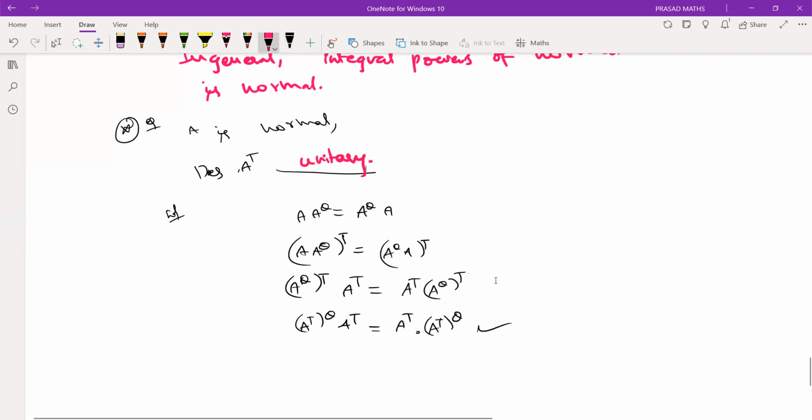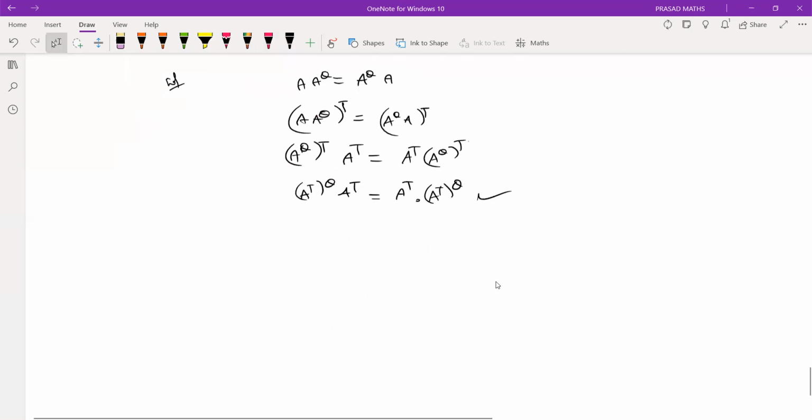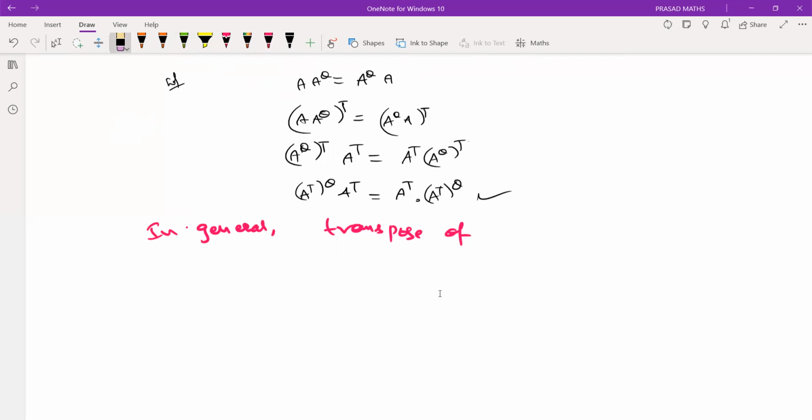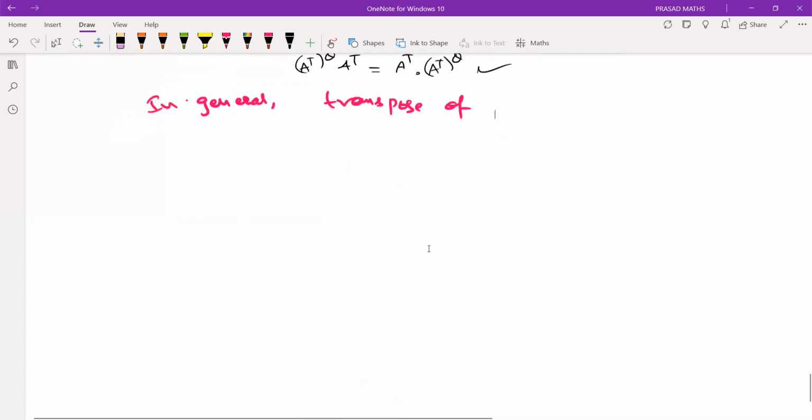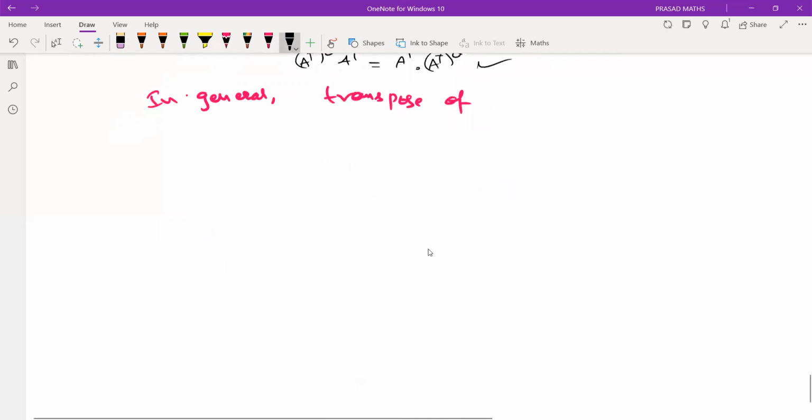So what you observe, transpose of unitary, not unitary, sorry, normal. Did I mention normal or unitary? Sorry, normal. Right, it is normal. Therefore, transpose of a normal matrix is normal.